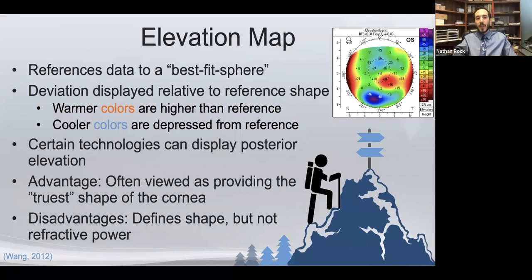Elevation maps reference corneal data to what would be considered often a best fit sphere. The deviation is displayed relative to this reference shape. Warmer colors are higher than the reference. Cooler colors are depressed from the reference. So certain topographers that show posterior elevation changes, like this example in the upper right corner, can be used for keratoconus and other things. So elevation maps can be both anterior and posterior. They're often viewed as providing the truest shape of the cornea, but the important thing to know is they define the corneal shape, not the refractive power, unlike the axial and tangential maps.